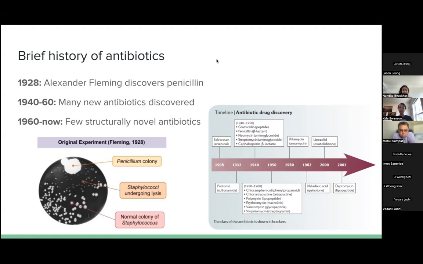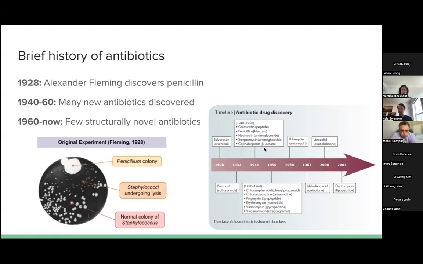So that initially started this wave of antibiotic discovery. In the 1940s to 1960s or so, many new classes of antibiotics were discovered, and you can see some of them on this timeline. That was very exciting. But after those first few decades of discovery, the field really started to slow down. All the easy-to-identify antibiotics had already been found, and it became harder and harder to find structurally novel antibiotics that would work in new ways and potentially kill different bacterial species.